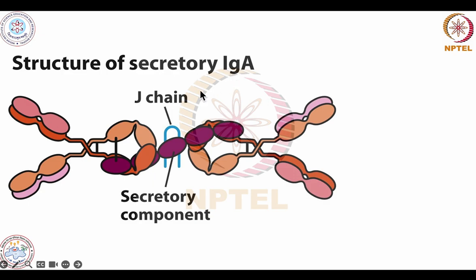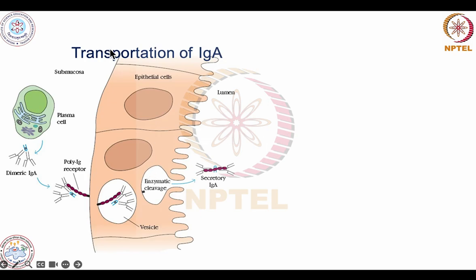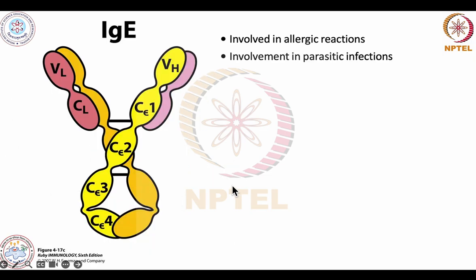Structure of a secretory IgA. The J chain is basically a secretory component, so it helps in transportation of immunoglobulin A. After production from plasma cells, dimeric IgA gets bound with a poly Ig receptor and is engulfed in a vesicle, and after enzymatic cleavage it is secreted as secretory IgA. IgE is involved in allergic reactions, and also in parasitic infections.